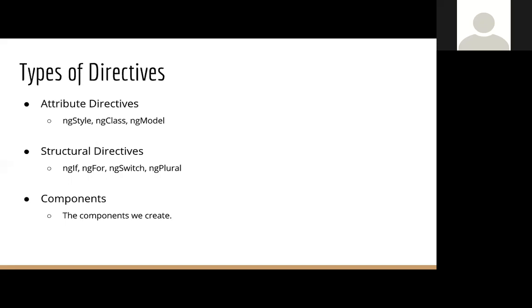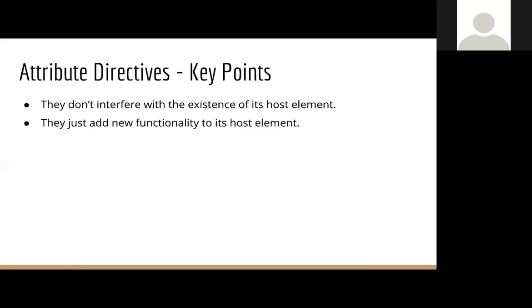So directives can be of 3 types: attribute directives, structural directives, and components. Components are the ones that have been already highlighted earlier, so I'm not going much deep into that. I'll go into attribute directives and structural directives. So attribute directives. These directives don't interfere with the existence of its host element.